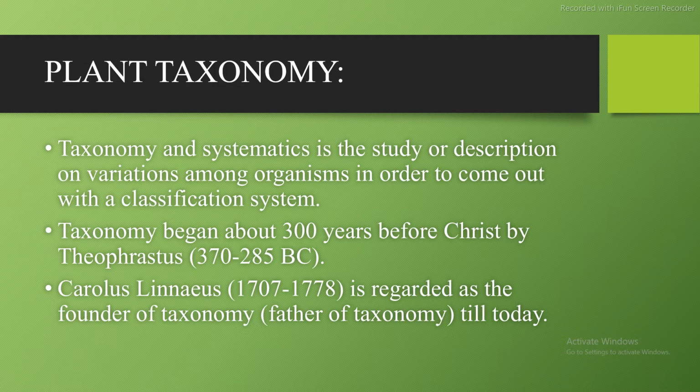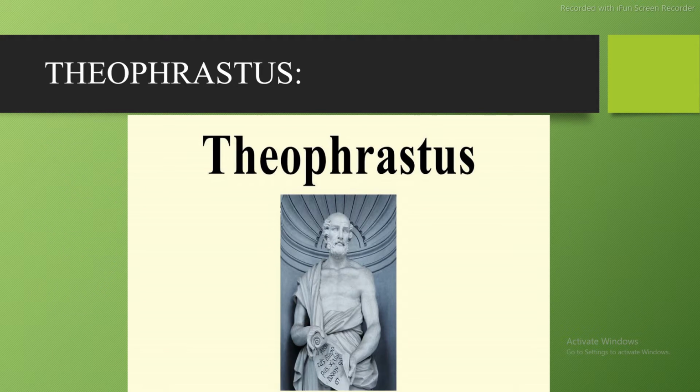Plant taxonomy. Taxonomy and systematics is the study or description of variations among organisms in order to come up with a classification system. Taxonomy began about 300 years before Christ by Theophrastus, 350 to 285 BC. Carolus Linnaeus, 1707 to 1778, is regarded as the founder, or father, of taxonomy till today. Theophrastus, as shown in the figure.